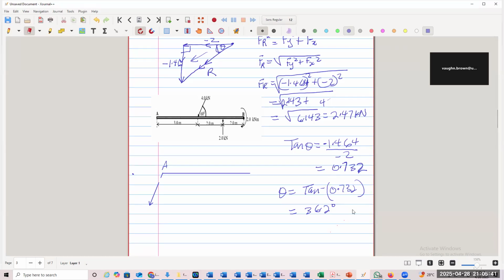Let me write that good. Tan inverse of 0.732, and then you get 36.2 degrees. So this angle here is 36.2, right? Let me get back my writer here. So the angle now is this angle right here. It tells you where it's going. You see it's coming down 1.46, and it's going across minus 2. So it gives you that angle. So that is it, all right?